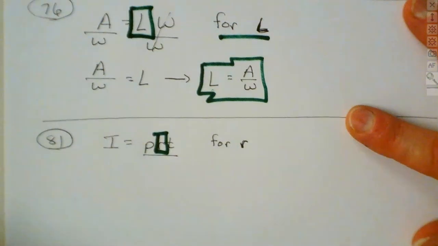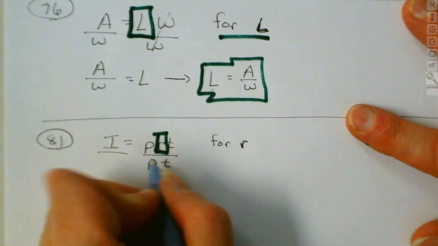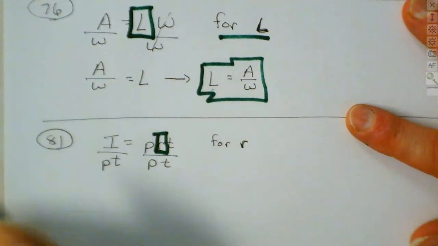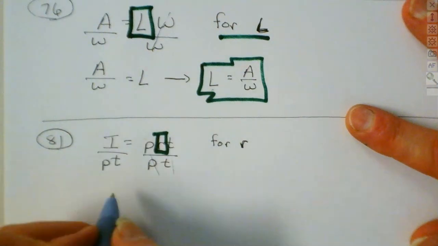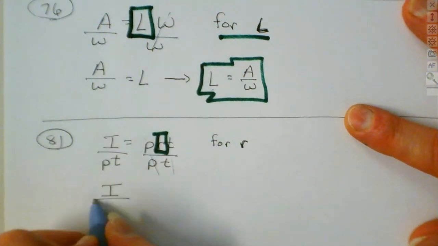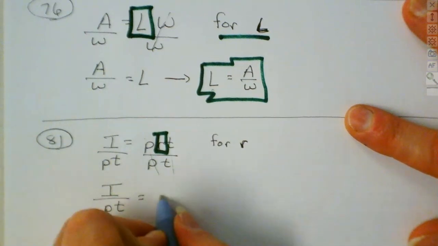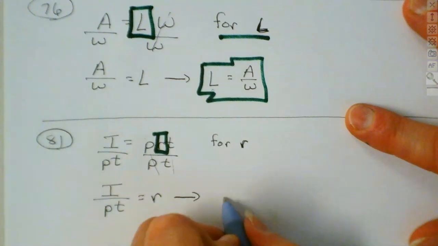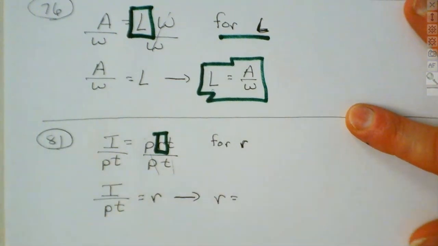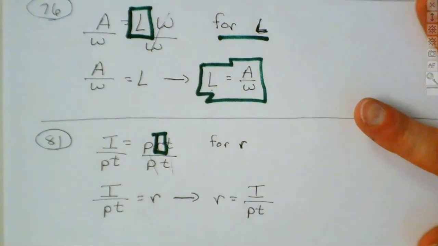Okay, so I need to get rid of both of them. Whatever I do to one side, I do to the other. So let's divide it by PT on both sides. That cancels and that cancels. So that now leaves you with I over PT. And what does that equal? R. I'm going to rewrite it with the R on the left-hand side, I over PT on the right-hand side.